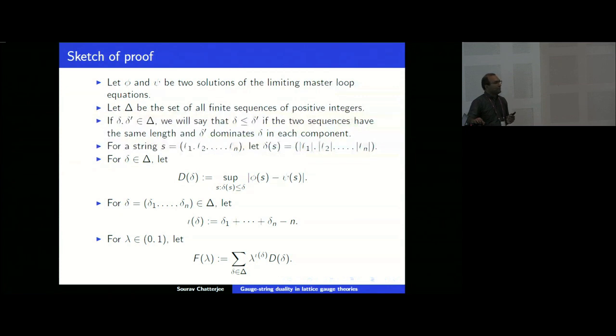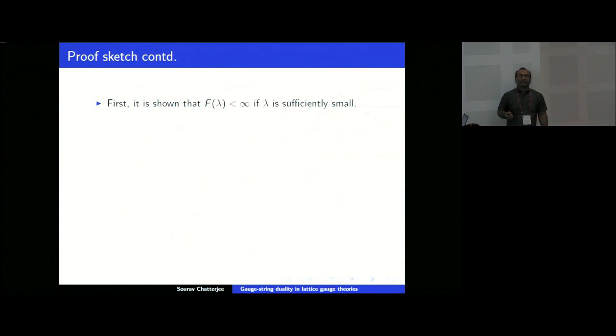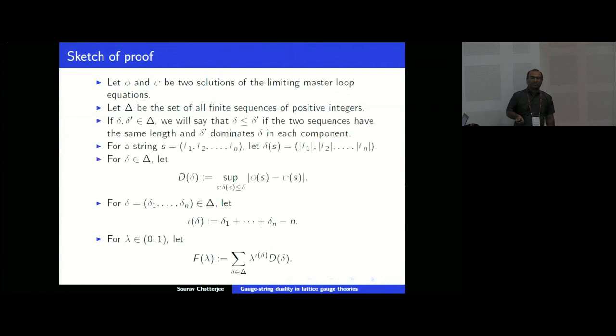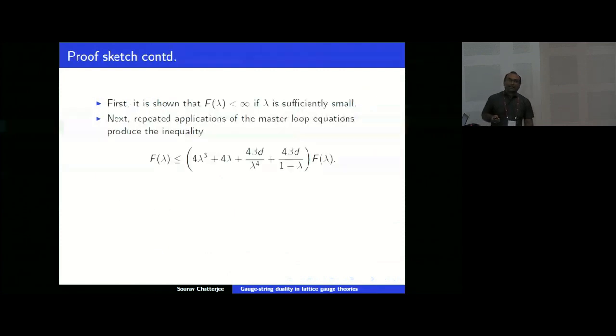Okay. So you define this object, and the first thing you show is that f lambda is finite if lambda is sufficiently small. So you take this, and you show if lambda is sufficiently close to 0, then this is finite. And for that, you just use that this phi and psi are bounded by 1, and then do a counting argument to show that this is finite, if lambda is sufficiently small. And then what you do is you show that the f satisfies a recursive inequality.